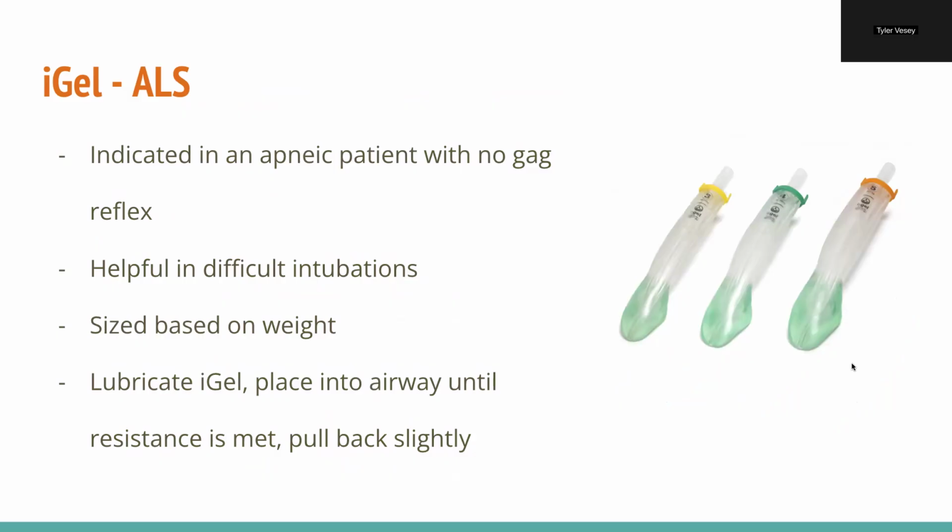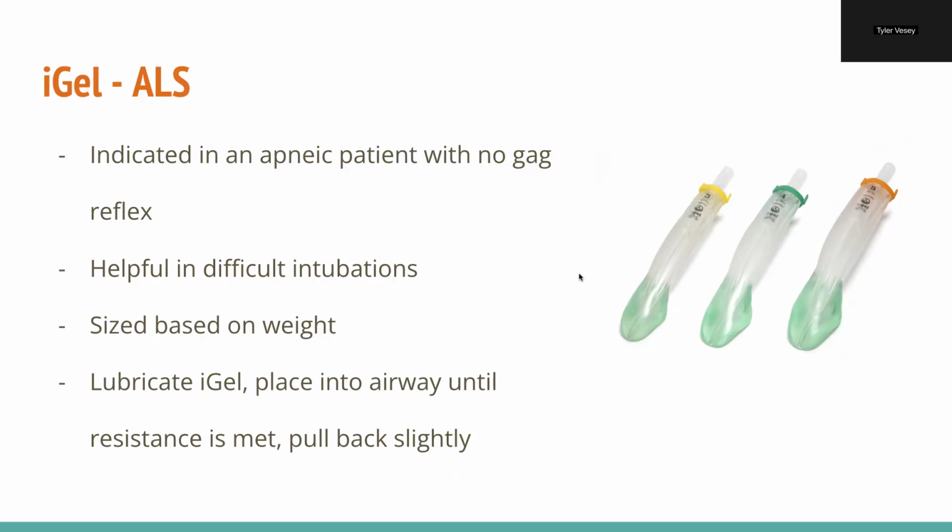I-gel, this is going to be the blind insertion airway device that we talk about and when they refer to it in protocols, we're going to be talking about the I-gel. So this is going to be an apneic patient with no gag reflex. Most of the time, but obviously if there's no gag reflex and you need a definitive airway, you can start to go through this. But most of the time we're placing an I-gel. These patients are apneic. It's helpful in difficult intubations if we have some unfavorable airway anatomy, or a shorter or longer neck, or the patient is obese.